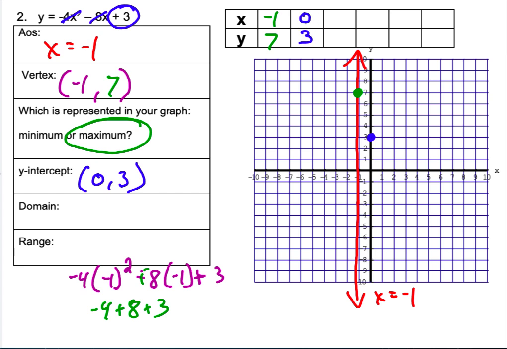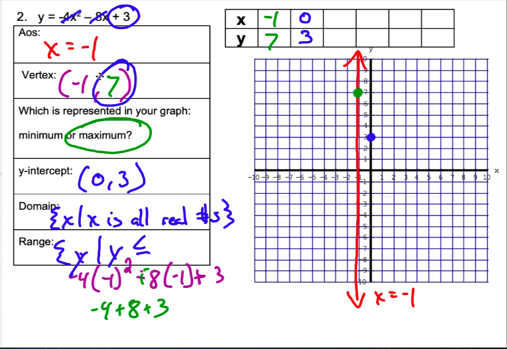Okay. My domain, x such that x is all real numbers. And my range is going to be y such that y is less than or equal to, remember it's always that y value, 7. That's the peak in this case.